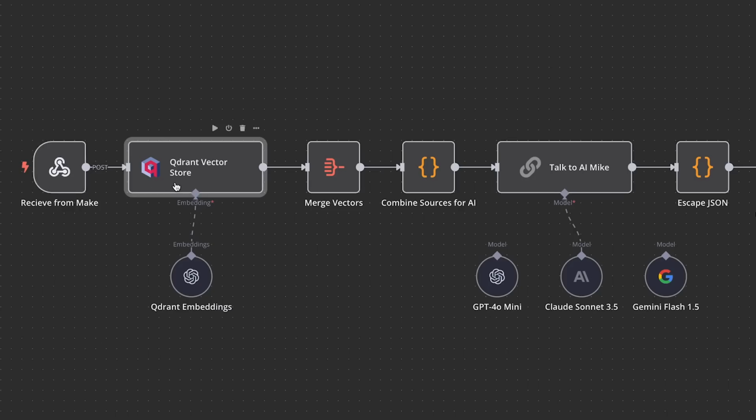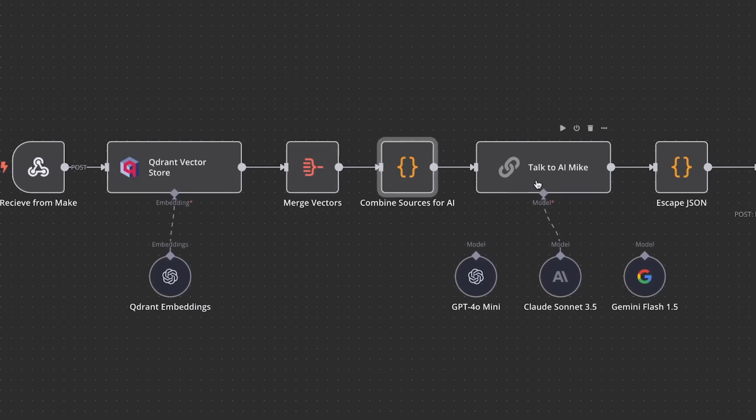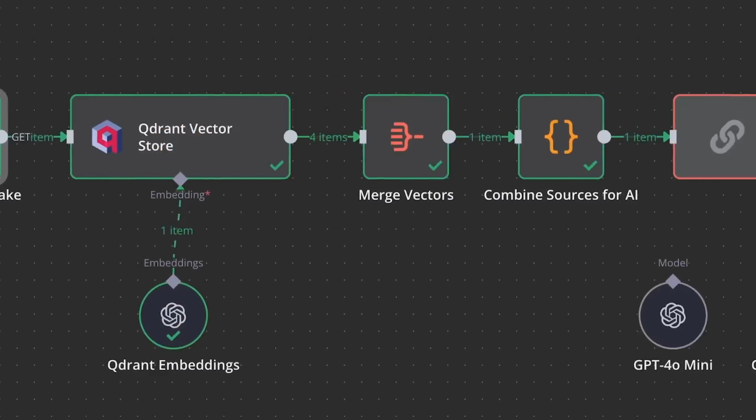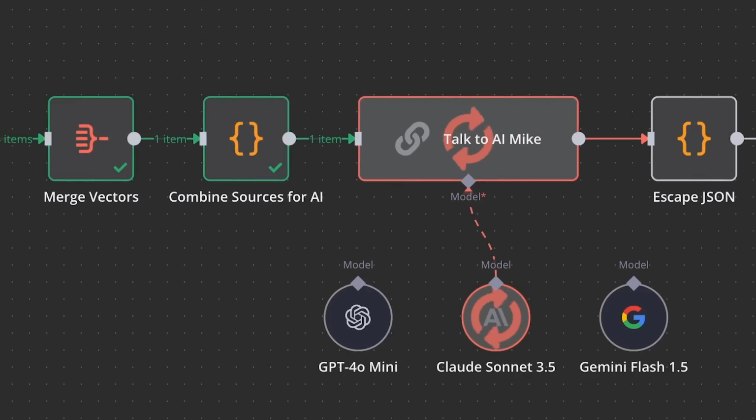Now, it's got to be said that AI Mike has some pretty cool automations running behind the scene to get him working perfectly, including currently integrating with Claude Sonnet 3.5. And if you want to see a deeper dive into how AI Mike works, let me know down below in the comments and I might create a video about it in the future.